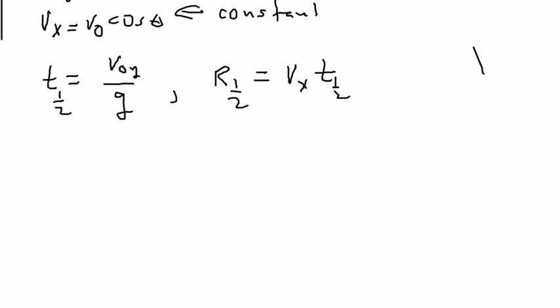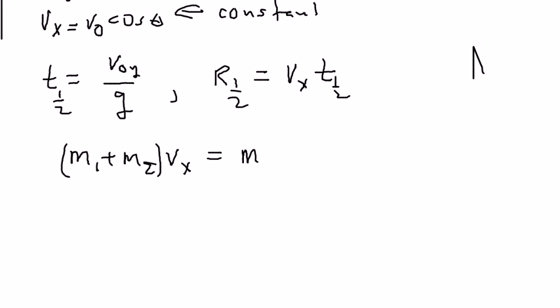Having determined that, the next step is to say that m1 plus m2 times Vx, that's before the explosion, has to equal m1 v1 prime plus m2 v2 prime, and I'm going to put x here. These are both in the x direction. If there was velocity in the y direction, we would have to write a similar equation, but for most of our problems, there's not going to be velocity in the y direction.